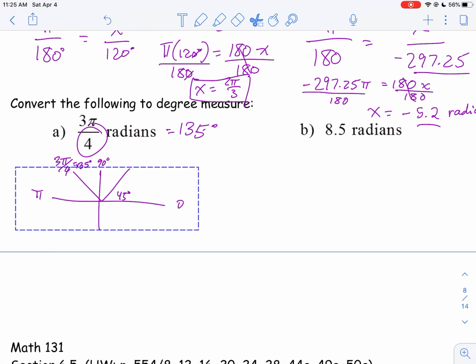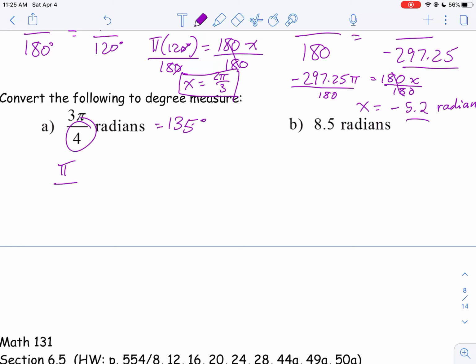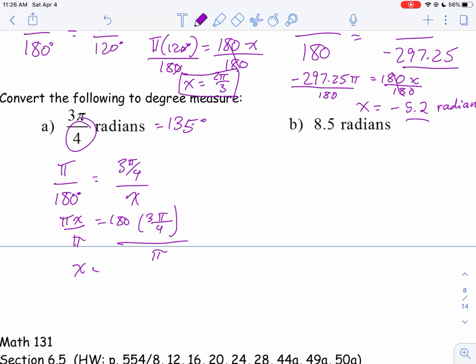Now, you can also use a proportion here as well. To use a proportion, we're going to use that same fact. We know that pi is the same as 180 degrees. 3 pi over 4 over x. We don't know what x is. We're going to cross multiply here. Pi times x equals 180 times 3 pi over 4. Divide both sides by pi. The x then, if we type it in the calculator, is going to be 135 degrees.